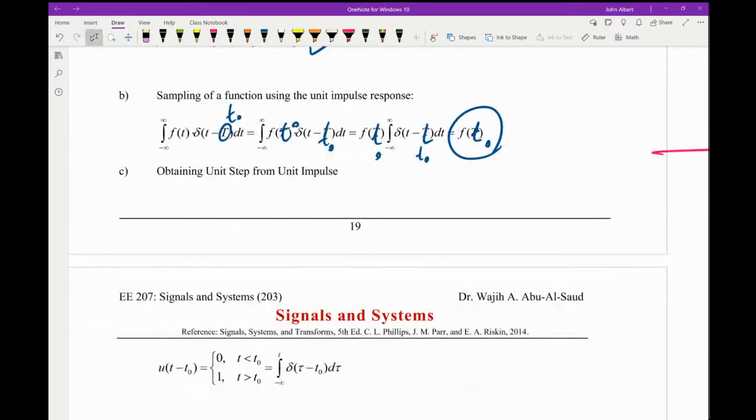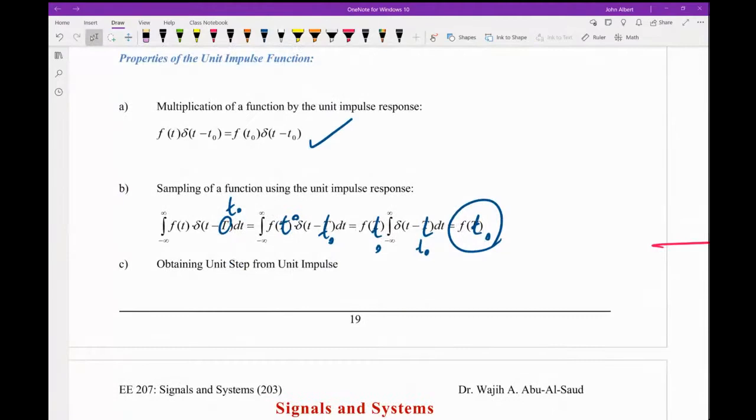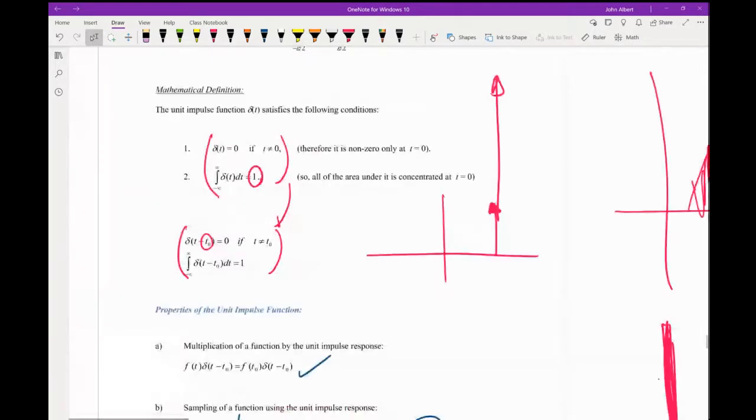Okay? Now, the unit impulse function is related to the unit step function. In fact, we can get the unit step function from the unit impulse function, and we can get the unit impulse function from the unit step function. And I'll explain them to you this way.